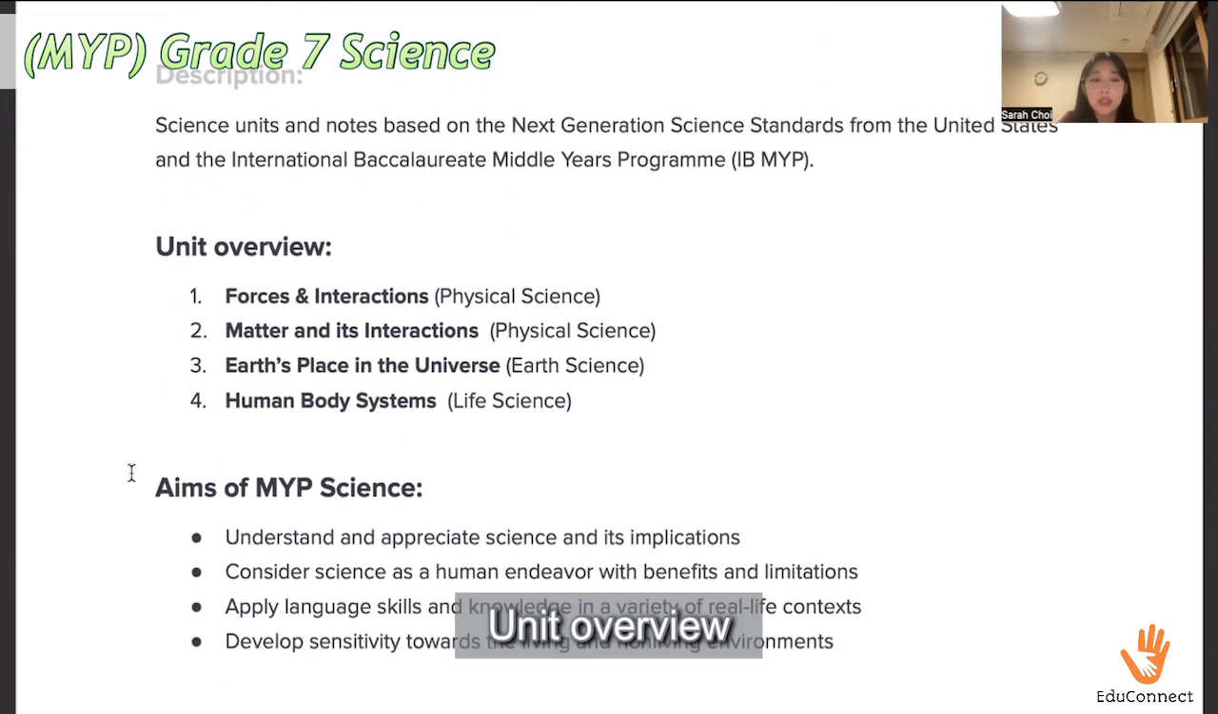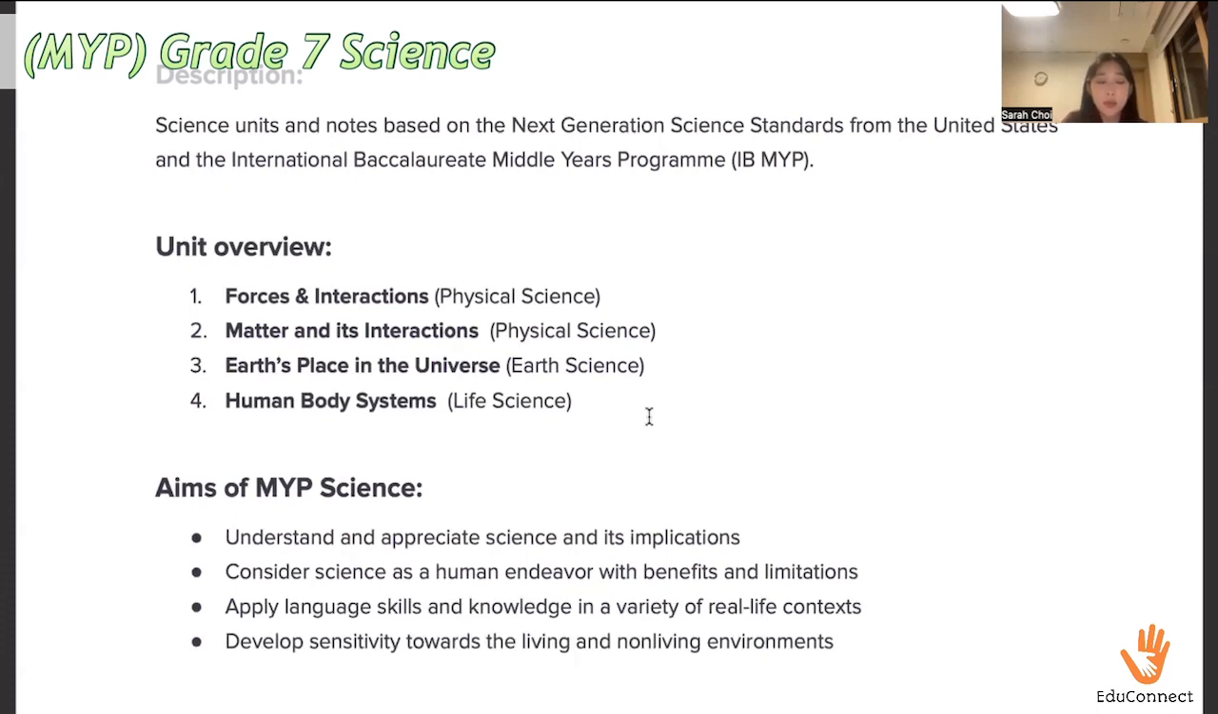To briefly summarize the unit overview, there are going to be 4 units in total, and these units will be forces and interactions, related to physical science; matter and its interactions, also related to physical science; the Earth's place in the universe, related to Earth science; and finally, the human body systems, which relates to life sciences.